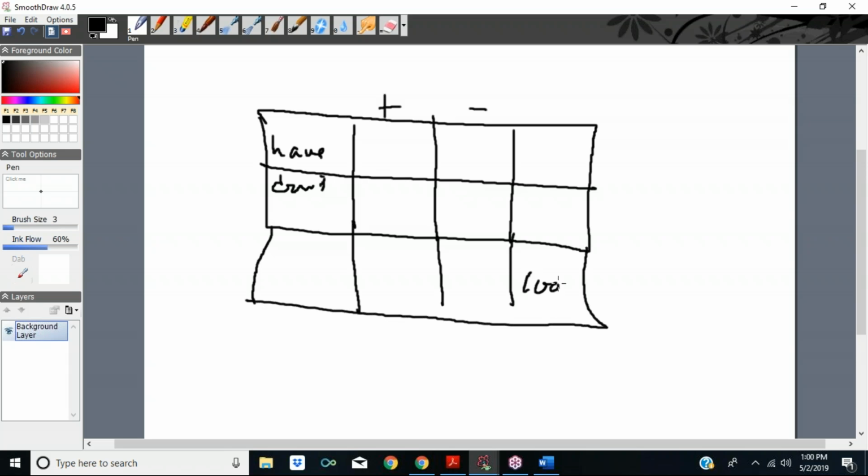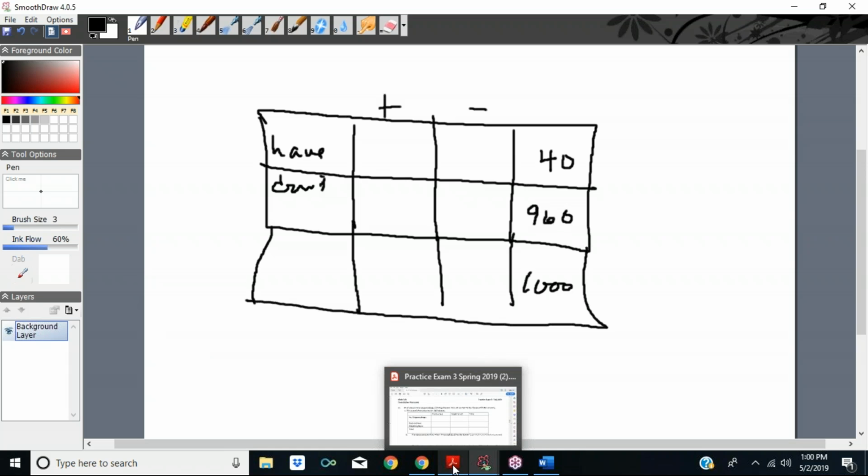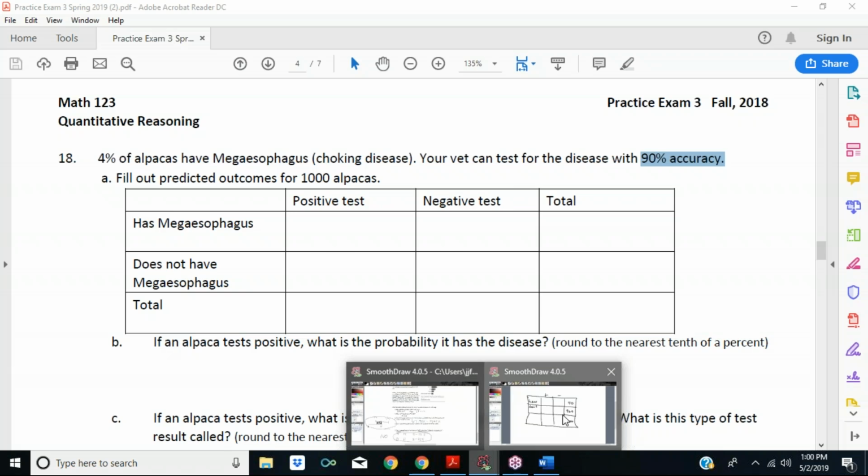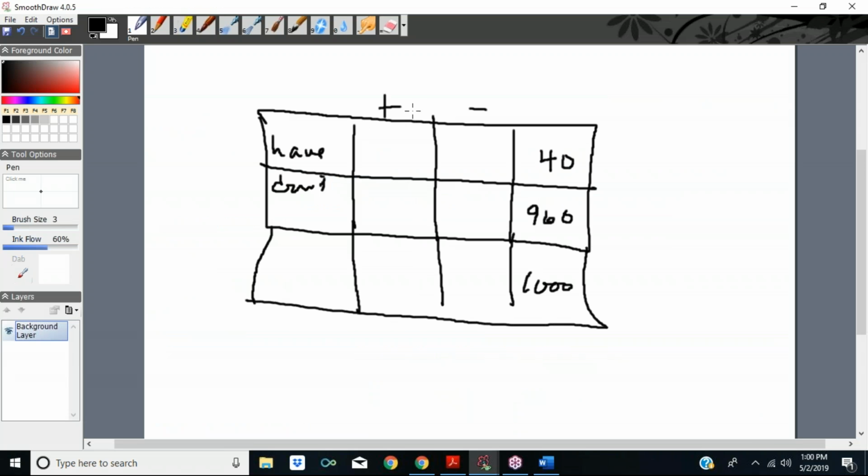So it says there are 1,000 of these animals. 4% have the disease, so that means that 40 out of those 1,000 have it. So 960 don't have it. That's how we would start. And then, let's see, I gotta read the rest of it here. It's 90% accurate. That means that 90% of the time it's gonna be right, so they're gonna have it and they're gonna have this positive result.